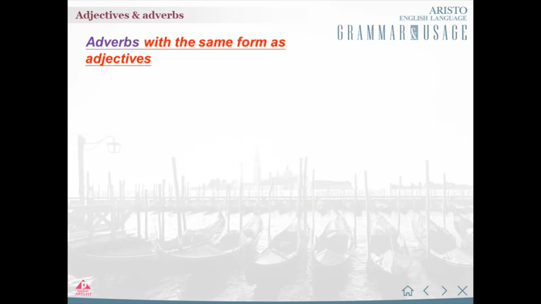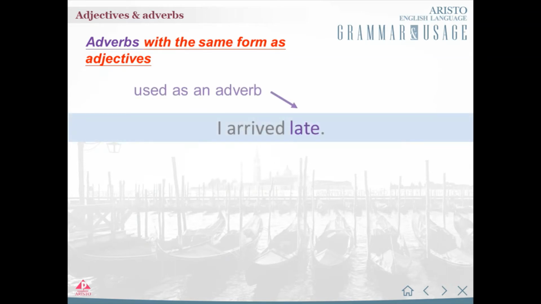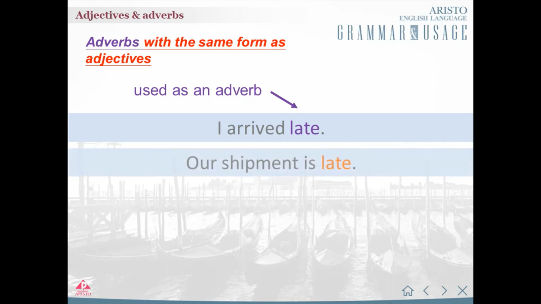Some adverbs have the same form and meaning as adjectives. Let's take a look at some examples. First, let's look at the word late. In this sentence, the word late is used as an adverb to describe when the speaker arrived. However, the same word can also be used as an adjective, as in this sentence, our shipment is late.